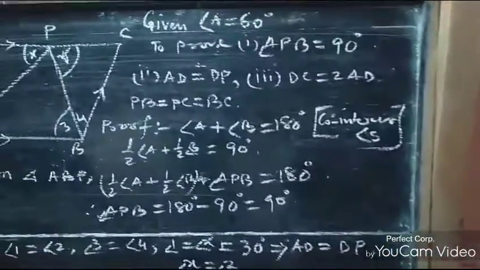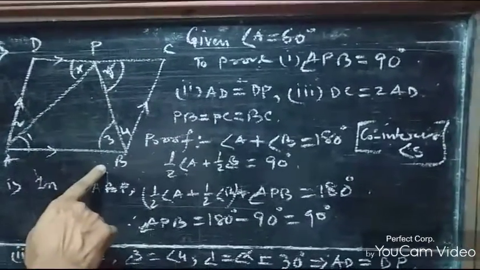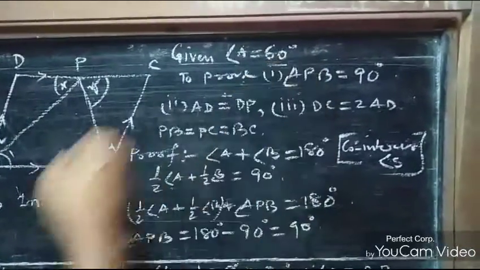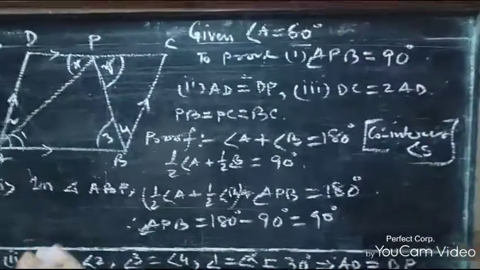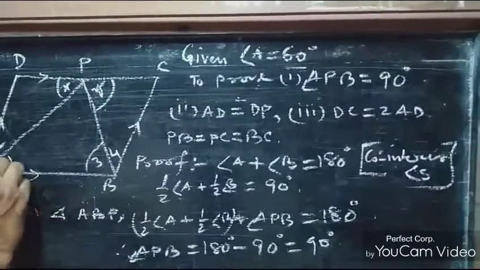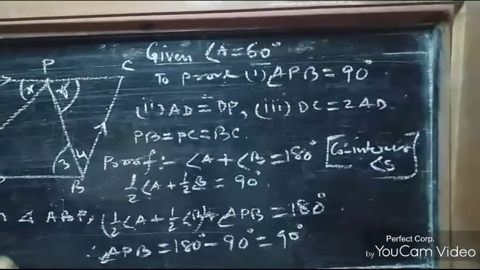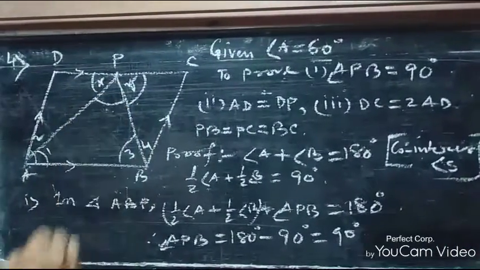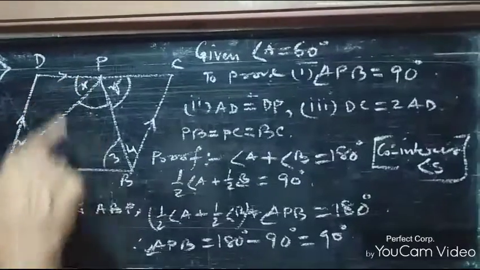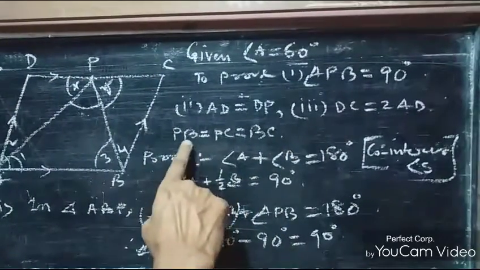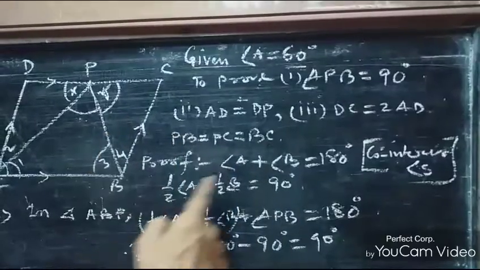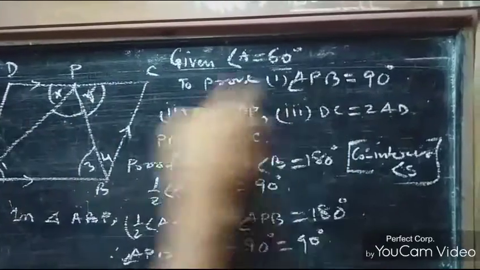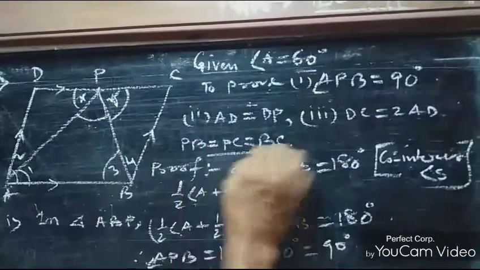Next is number 4. It is given in the adjoining figure. ABCD is a parallelogram in which angle A equals 60 degrees. If the bisectors of angle A and angle B meet at point P on DC, we have to prove that angle APB equals 90 degrees, AD equals DP, PB equals PC equals BC, and DC equals 2 times AD. These are the things we need to prove.